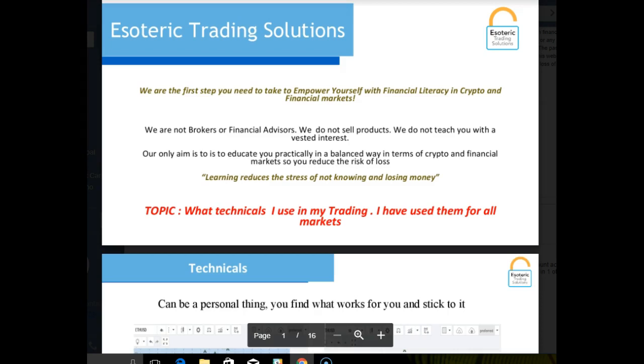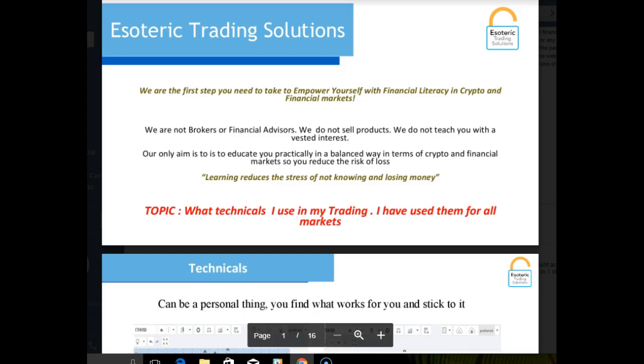Just like to point out what technicals I use when I'm trading markets. Look, I've used these technicals for over 30 years, since 1987. I've used them in trading all different markets, whether it be bond markets, fixed interest, foreign currency, equities, and now crypto markets. And I find these work best for me.